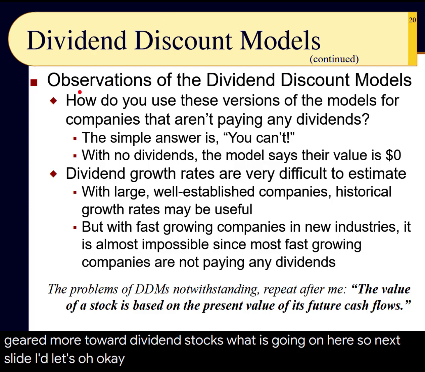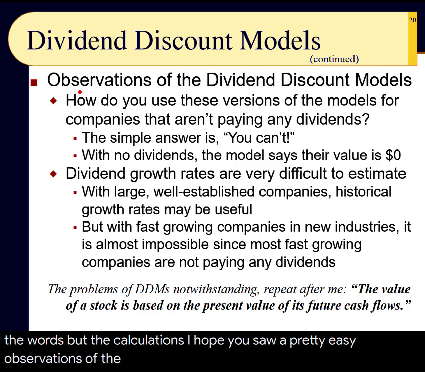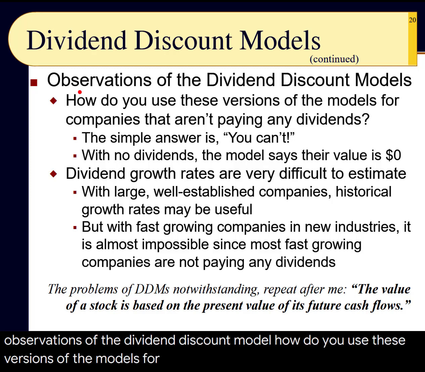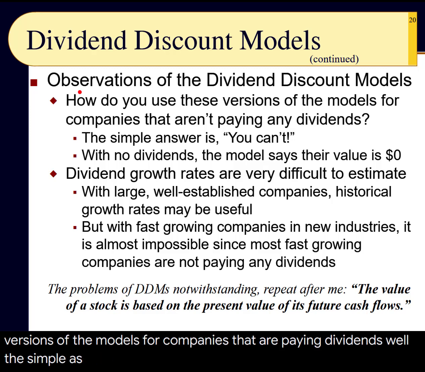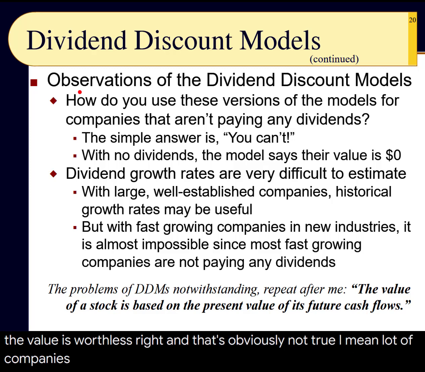Okay. So, I know this is a little tricky, especially the words, but the calculations I hope you saw are pretty easy. Observations of the dividend discount models. How do you use these versions of the models for companies that aren't paying dividends? Well, the simple answer is you can't. With no dividends, the model says the value is worthless, right? And that's obviously not true. A lot of companies don't pay dividends and they're worth a lot of money.